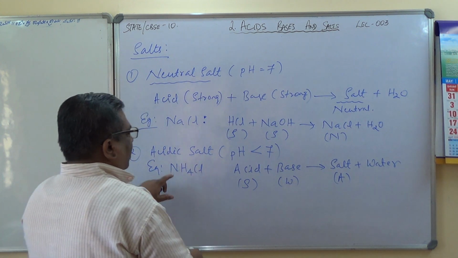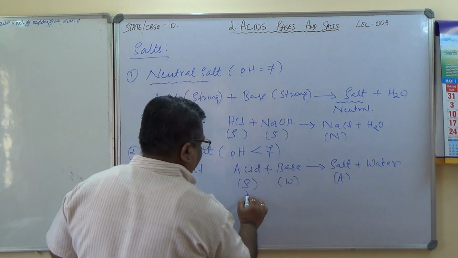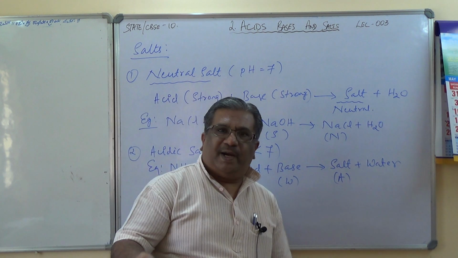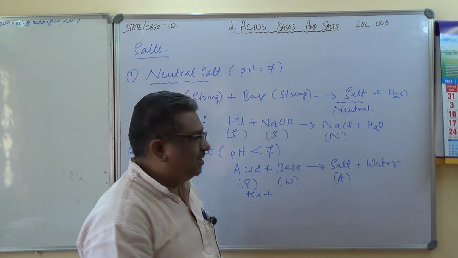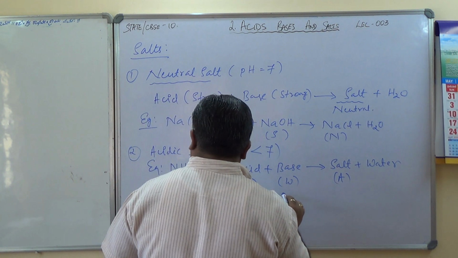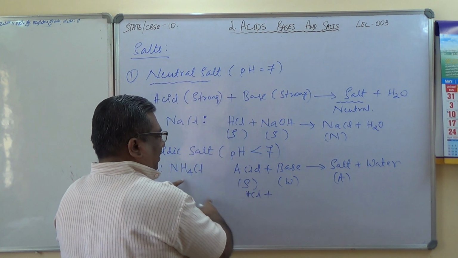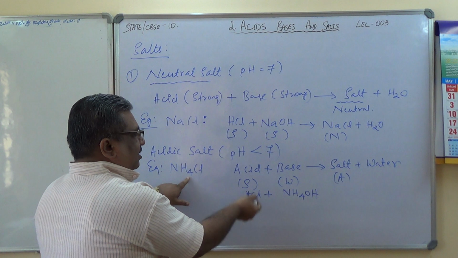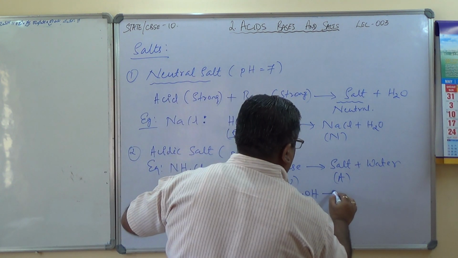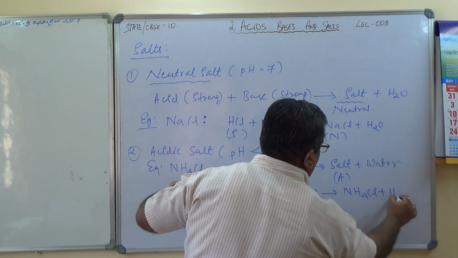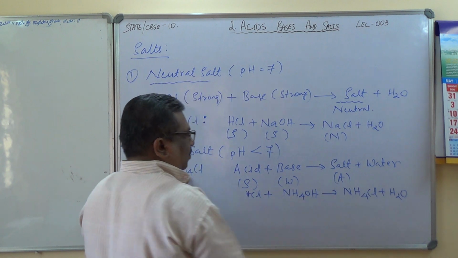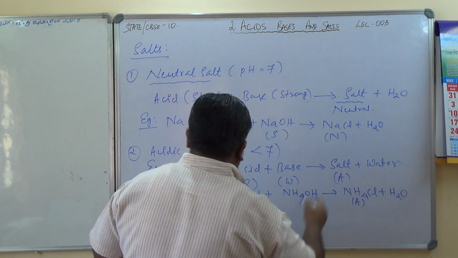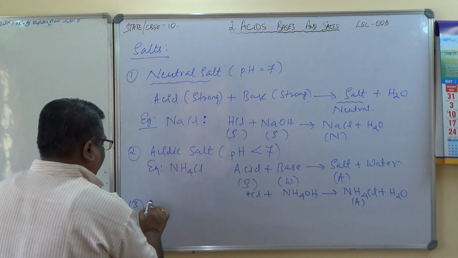Now the example is ammonium chloride. How do you obtain ammonium chloride? Strong acid you take, HCl. Weak base, which weak base do you take? See, calcium hydroxide, ammonium hydroxide, all these are weak bases. Not calcium hydroxide; since ammonium chloride is the example, I can take ammonium hydroxide, NH4OH. You understood? Hydrochloric acid is a strong acid, ammonium hydroxide is a weak base, and therefore NH4Cl plus H2O is formed. So this is an acid salt: a strong acid and a weak base give an acidic salt. Third category is basic salt.